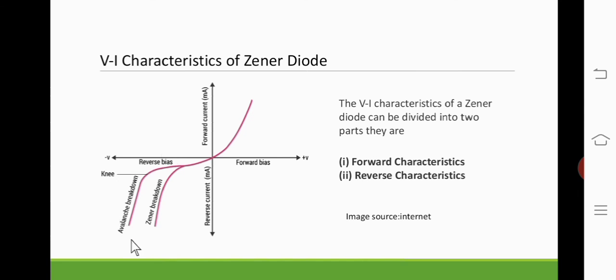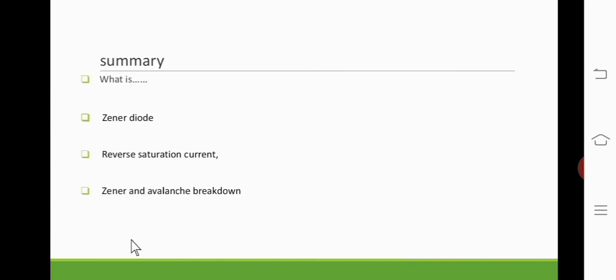Please follow the video once again for a better understanding of avalanche and zener breakdown. So this is the summary. After completing this, we understood what a zener diode is, what saturation current is, and what zener and avalanche breakdown voltage are. Please go through the videos again and solve these MCQs.